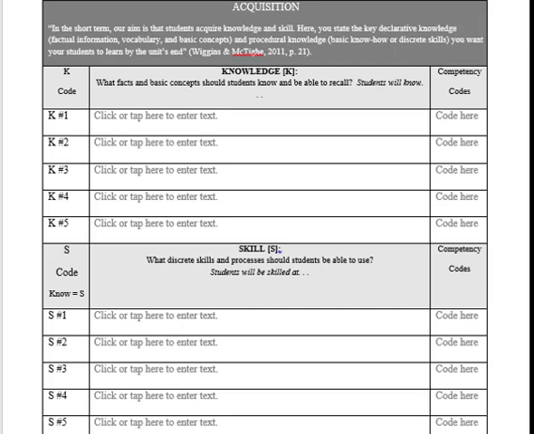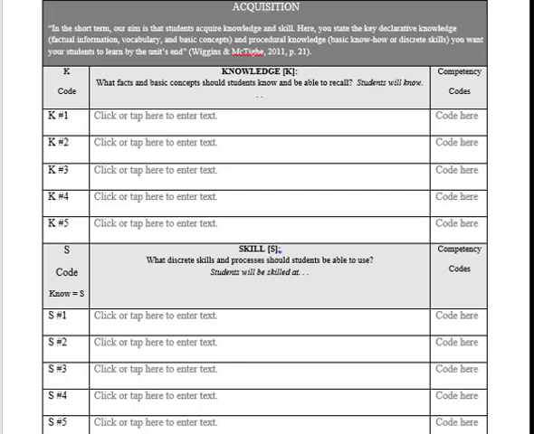The next area is acquisition, and it also has two sections. The first section is knowledge, and the second is skills. Knowledge is the basic facts and concepts you want your students to know after the unit is complete. For example, these would be definitions, formulas, or vocabulary words. Skills are the abilities you want your students to be able to master after the unit. These could be technical skills or skills like empathy or self-regulation.